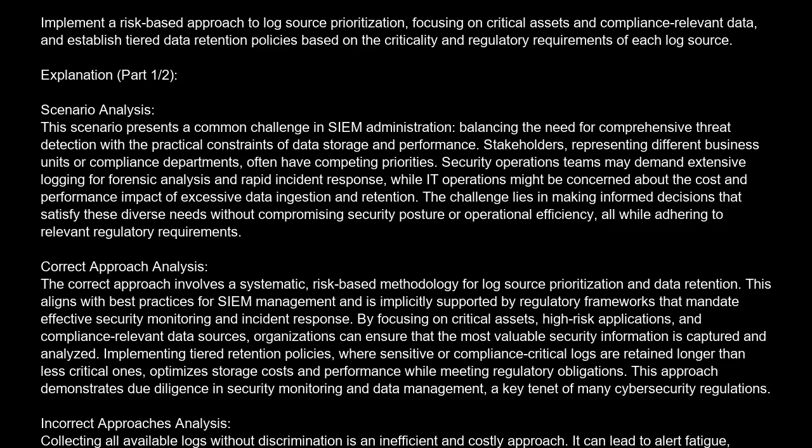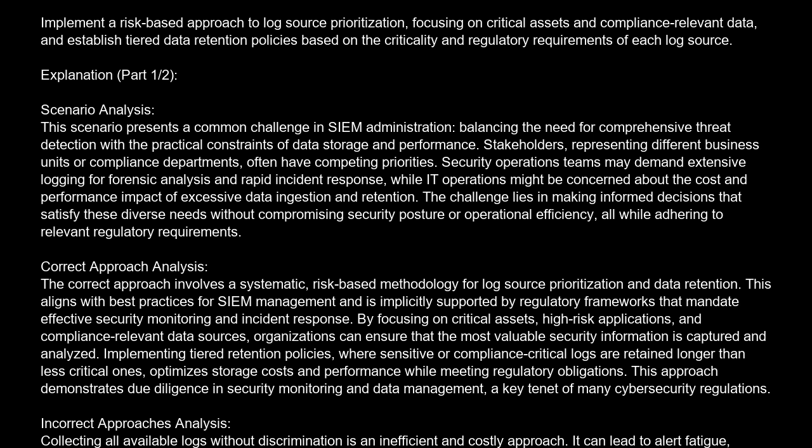The correct answer is C. Implement a risk-based approach to log source prioritization, focusing on critical assets and compliance-relevant data, and establish tiered data retention policies based on the criticality and regulatory requirements of each log source.